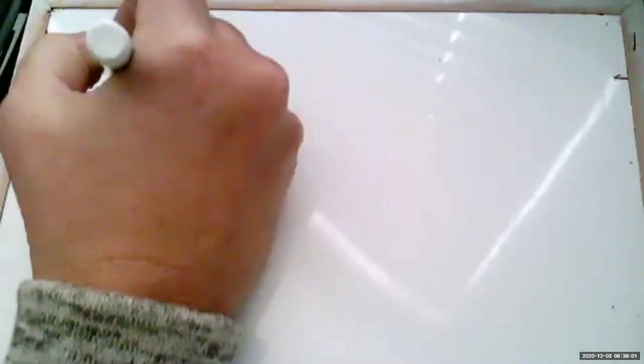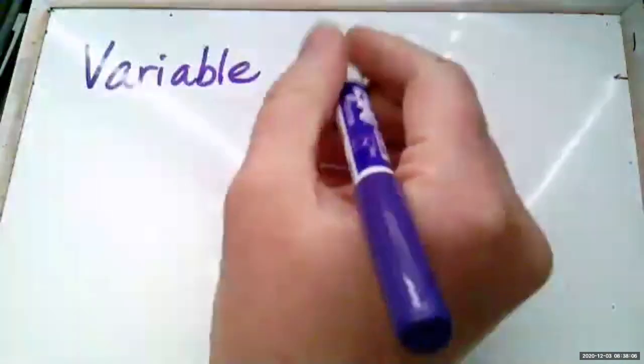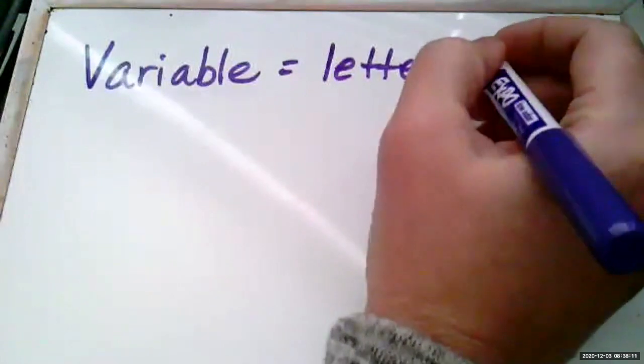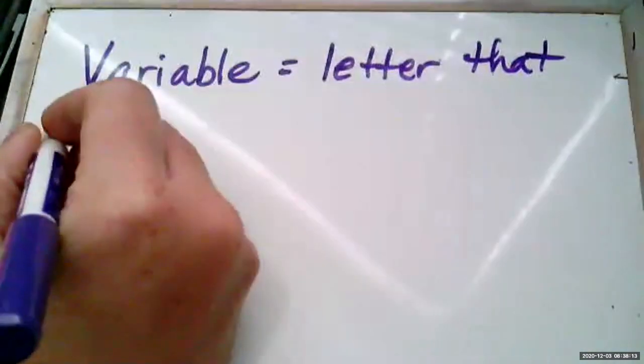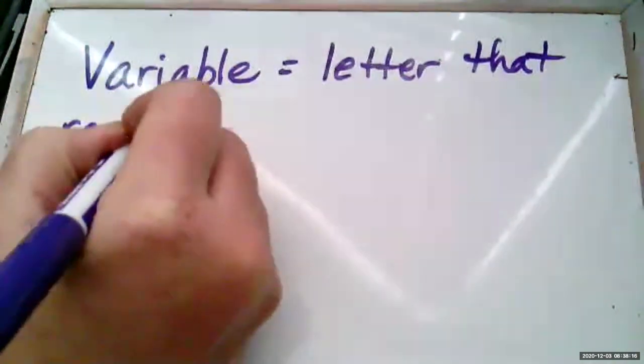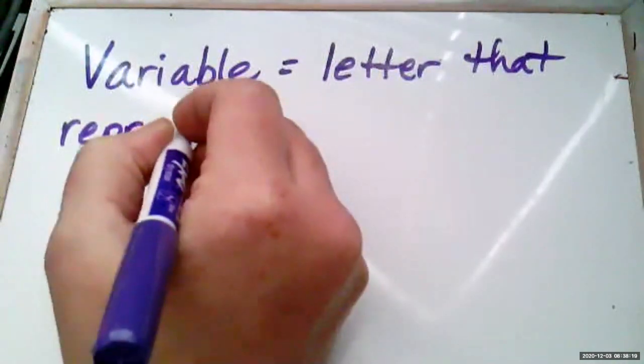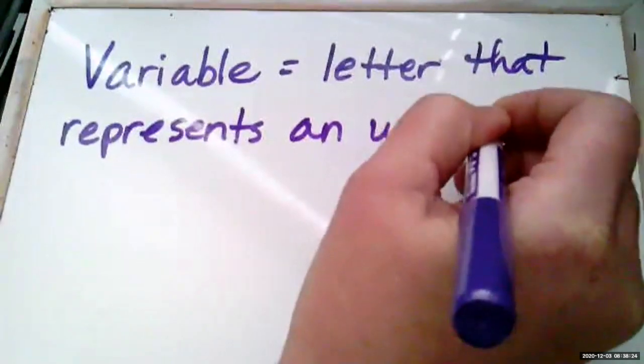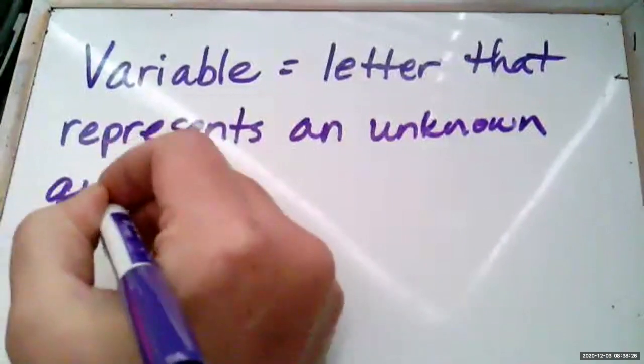And I will show you, let me go to my whiteboard so I can actually write down some things and share with you. There it is. All right, a variable, there you go. A variable is something that changes. It's not consistent. And a variable in math is a letter that represents an unknown quantity. An unknown amount.